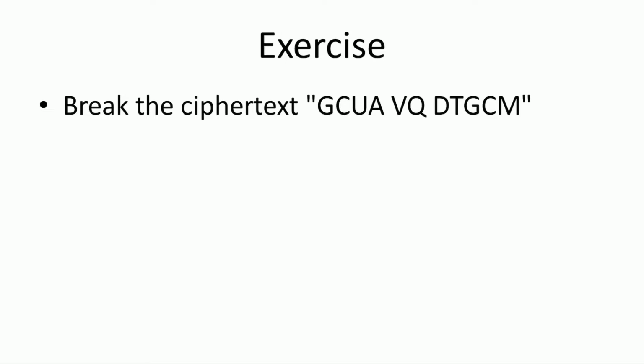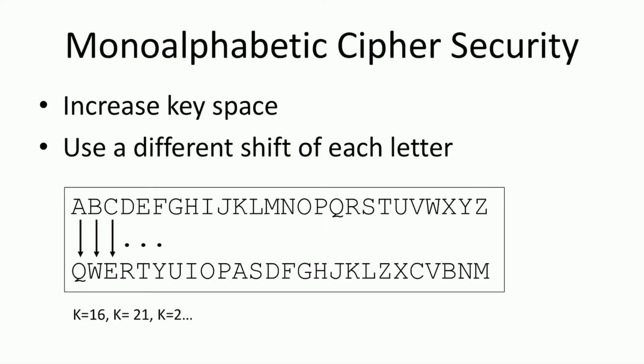Assuming that you completed this exercise, you probably noticed that the key is 2, so you didn't really have to try all possible keys. And the answer is easy to break. So how can we improve the security of monoalphabetic ciphers? Well, we can expand the key space.